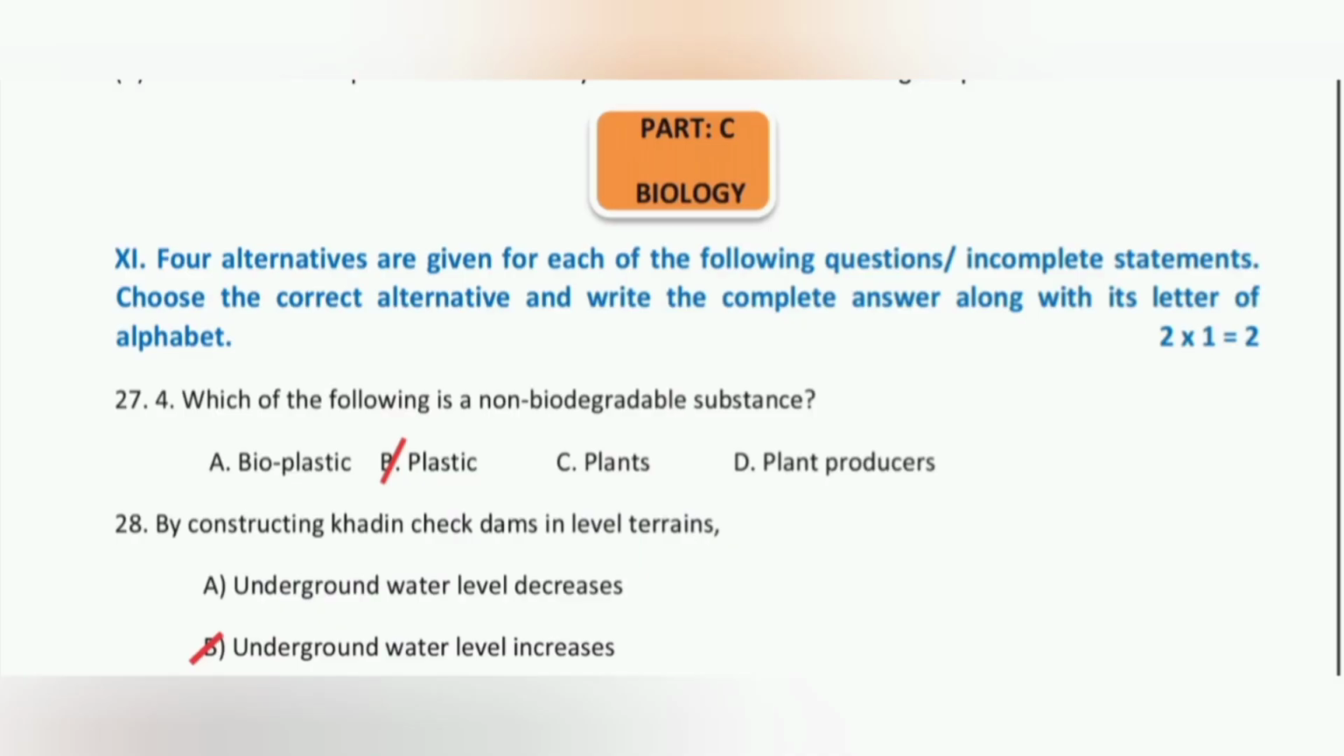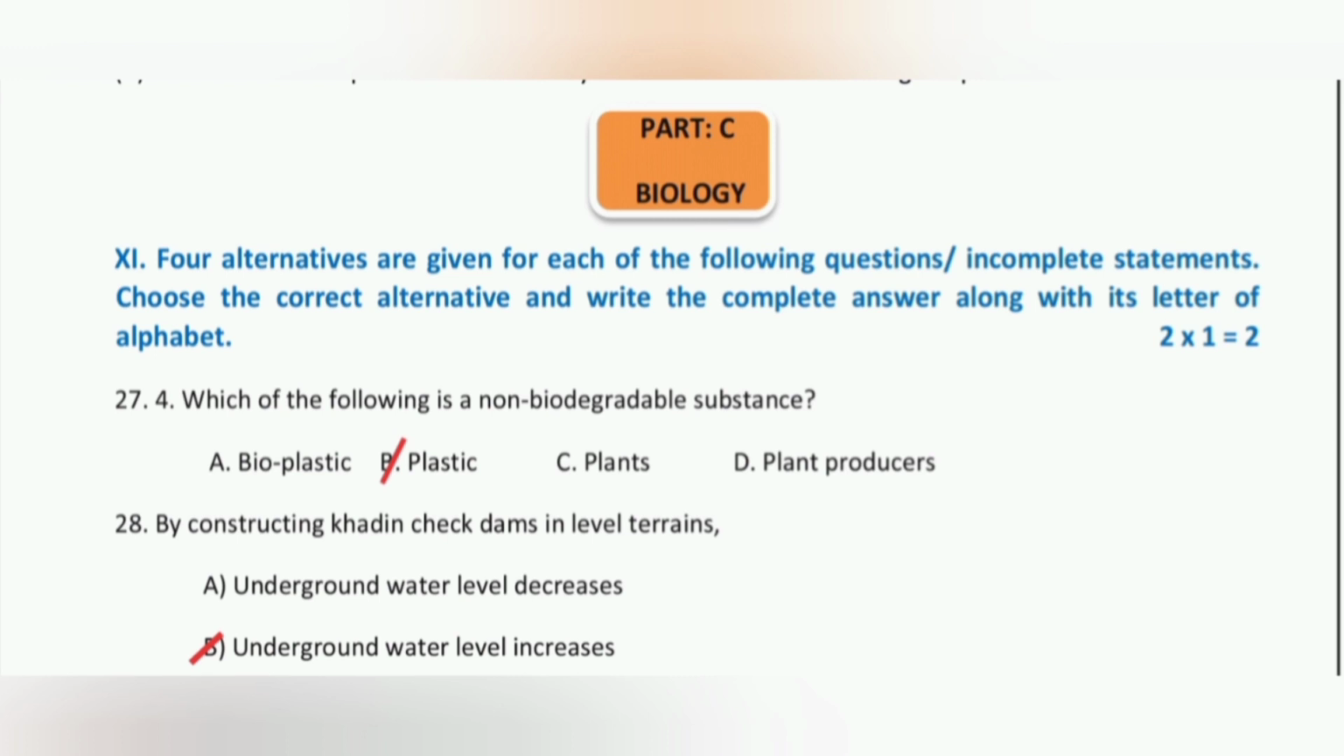Now moving to part C, biology multiple choice questions. Which of the following is a non-biodegradable substance? Which of the following is not degraded in nature? The correct answer is option B, plastic. Plastic is not degraded in the environment easily by the process of decomposition. Hence, the correct answer is option B, plastic.